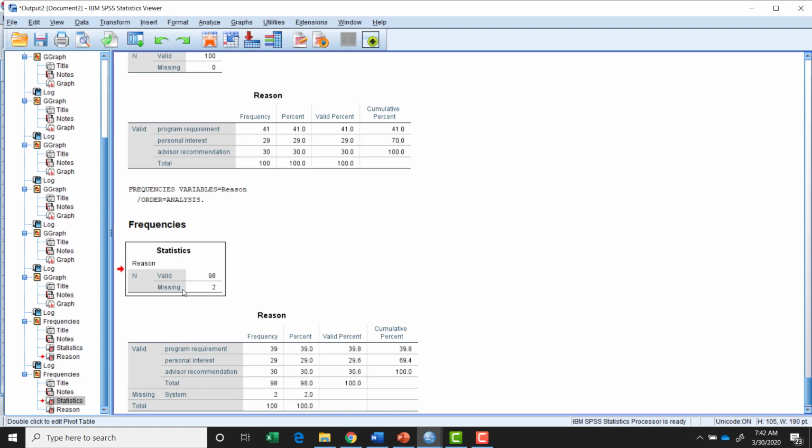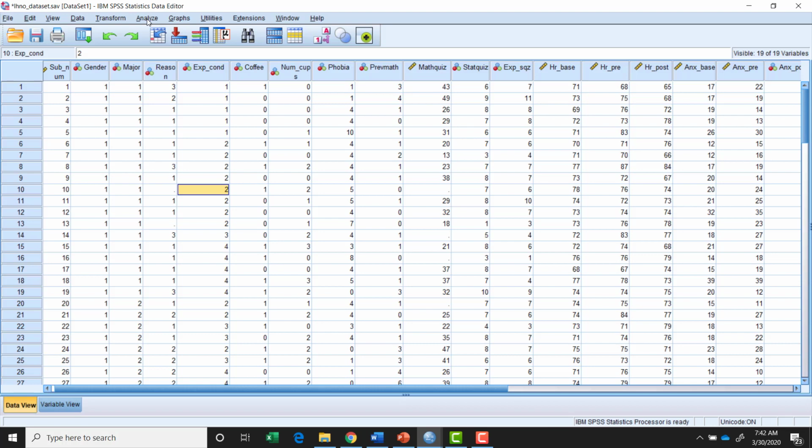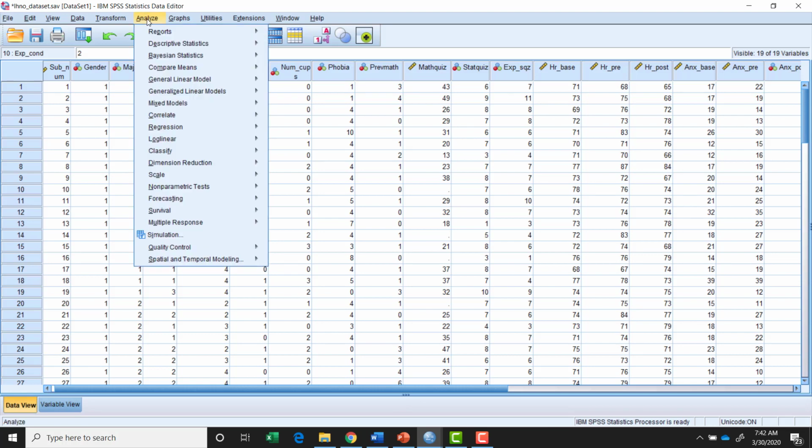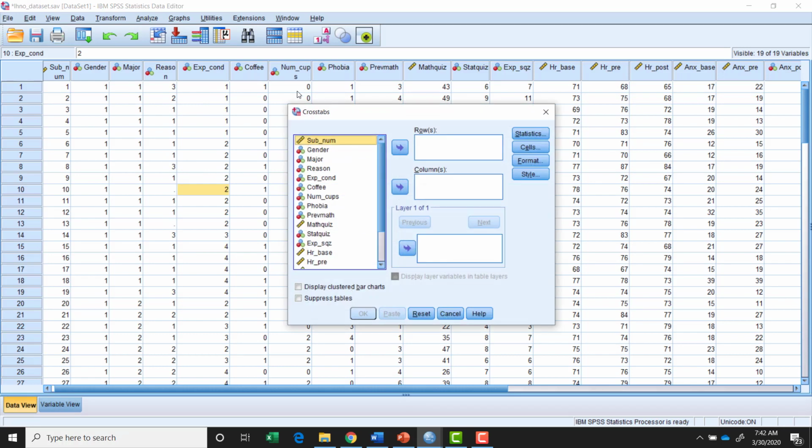Okay, so what use is a two-way cross tabulation? Let's do this now. Let's go to Analyze, Descriptive Statistics, and we're going to do something called Crosstabs, which is basically how we do a two-way cross tabulation in SPSS. Let's look at the major and then the reason, and we're looking for relationships between the variables.